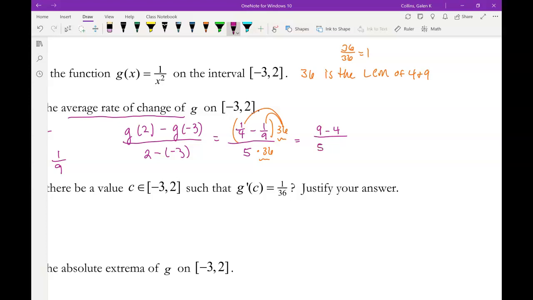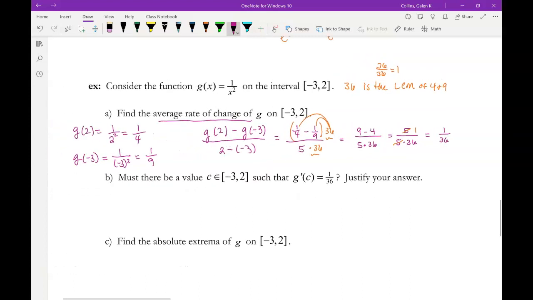And I'm going to leave my denominator as 5 times 36, because sometimes, like in this case, I can cancel out my 5s. By cancel out, I mean divide the top and bottom by 5. So it helps us to not do that multiplication until the end, in this case, so I don't have to divide back out a 5 after I've already multiplied 36 by 5. All right, so we get the average rate of change is 1 over 36.